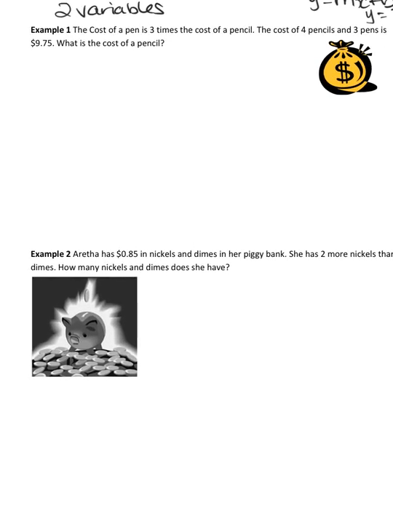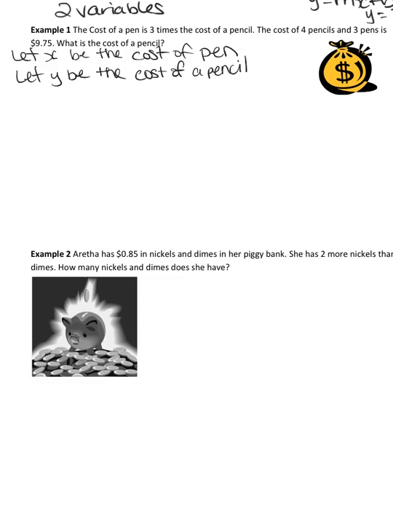So right now we need to make our let statements, and our let statements let everybody know what each variable, each letter, is standing in place for. So my first let statement here is going to be: let x be the cost of a pen. And then I'm going to use y as well. I'm not going to use p's here because p is the first letter of pen and pencil. So I'm just going to use x and y because that's what I'm used to seeing. Let y be the cost of a pencil.